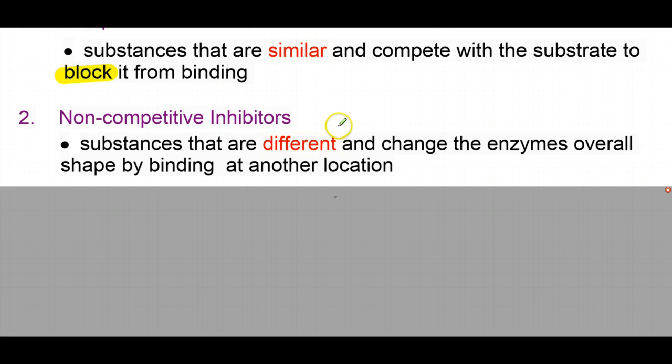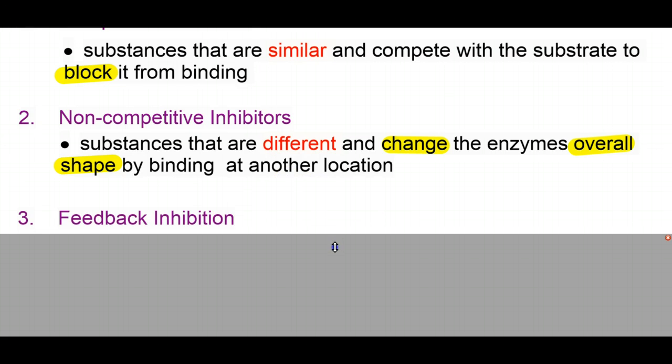There's some substance in our body that maybe just changes the shape of the enzyme, and now it can't bind to that site, because remember, those sites are very specific in terms of their shape. So if there's another molecule in our body that changes the enzyme shape, then that enzyme can no longer bind to that substrate. And then the third way is through something called feedback inhibition.